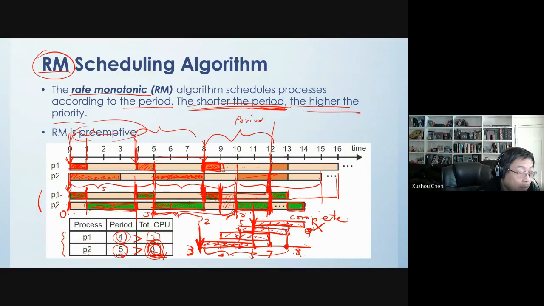So at this time period, because the next period for process 1 is 16 and the next period for process 2 is 15, right? Because process 2 always has period 5, so 15. So again, at this time period, both processes are not available. Now at time 15, which process is going to get the CPU?